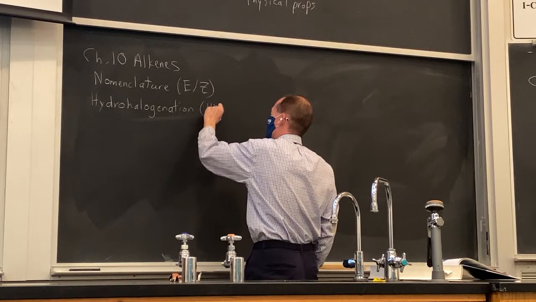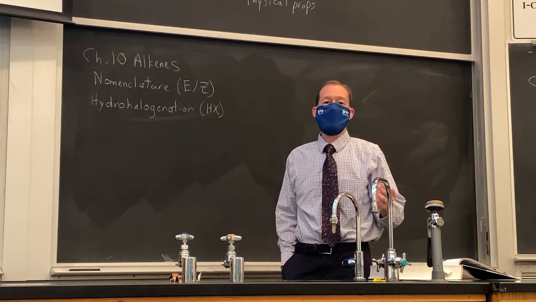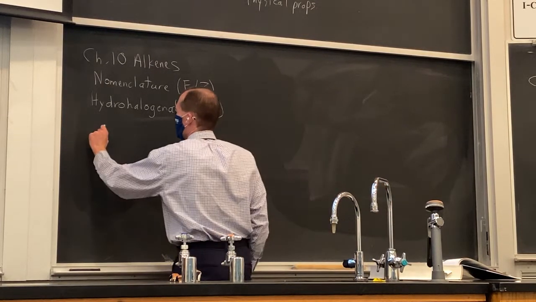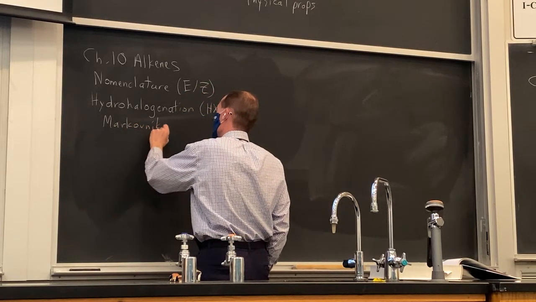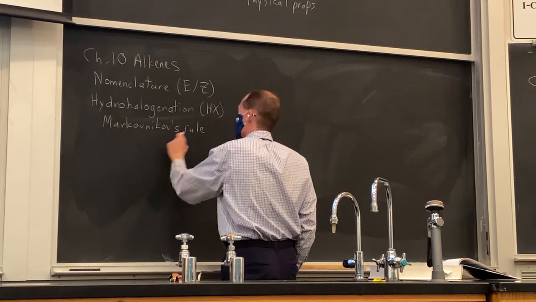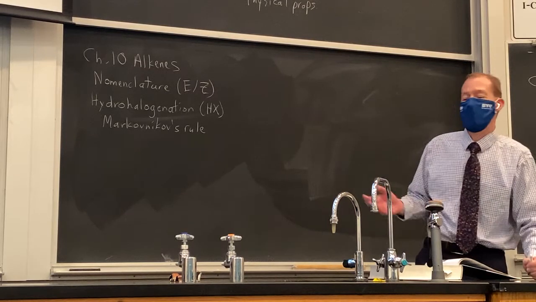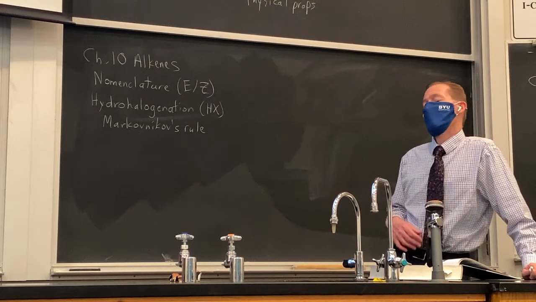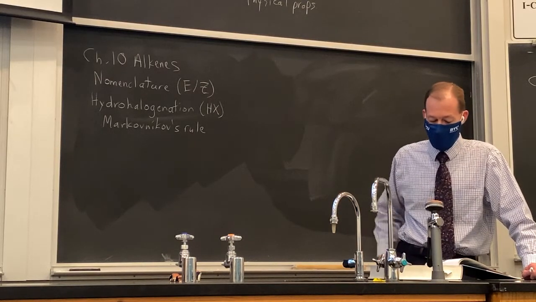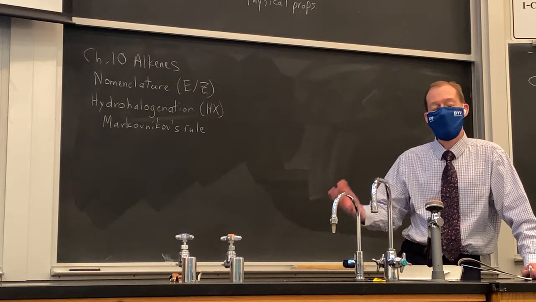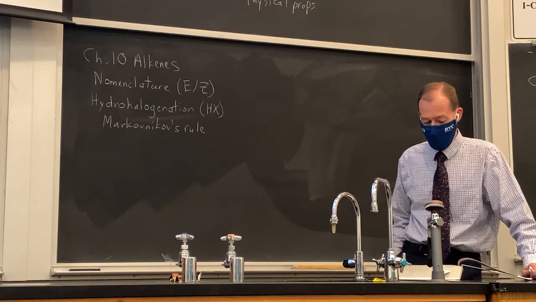Where we're adding HX to our alkene, and we're generating the more substituted alkyl halide. And so that's Markovnikov's rule. And we explained that. That's due to the fact that we form a carbocation in this reaction. We form the more substituted carbocation, which then leads to the more substituted alkyl halide. We have stereochemistry associated with this reaction as well. It gives you a mixture of syn and anti-addition products.